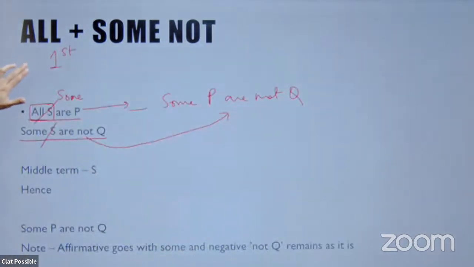So the first scenario where I will get an answer is when the middle term is written with all. Yes, that is correct, Tanvi Thakur. So first case, the middle term is written with all. This is my answer, right? I eliminate the middle term. I am left with some P. Not Q remains not Q. No worries there.